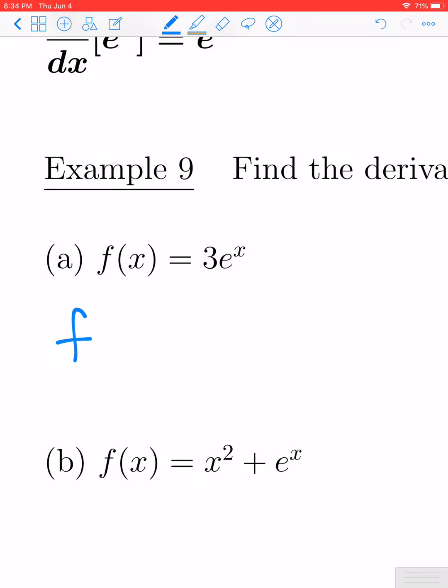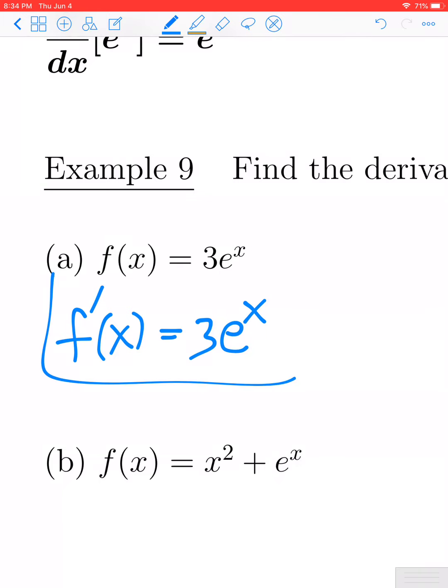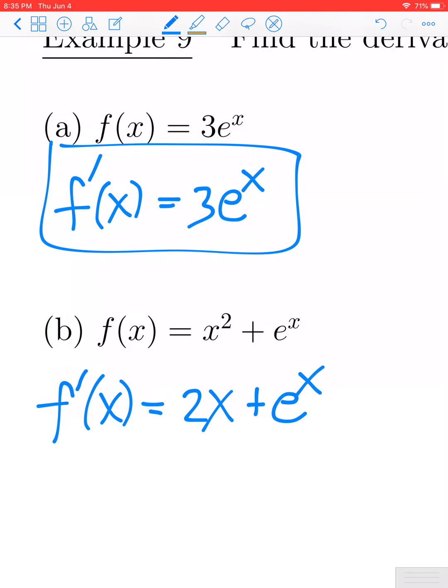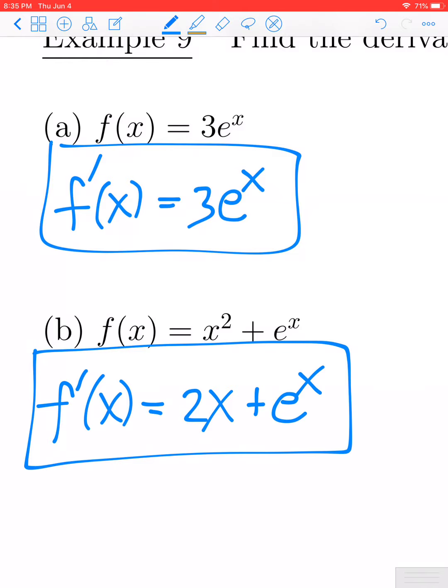For example, if we look at part A, the derivative of 3 e to the x is simply going to be 3 e to the x. If we look at part B, here f prime, we have a sum of terms. It's just going to be the sum of the derivatives. The derivative of x squared is 2x, and the derivative of e to the x is itself going to be e to the x.